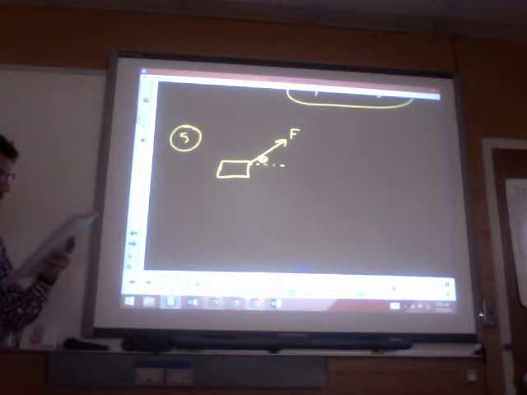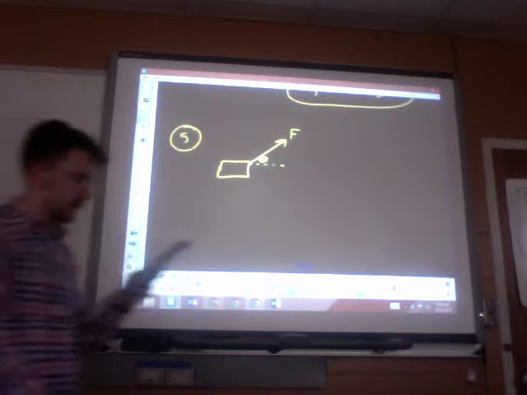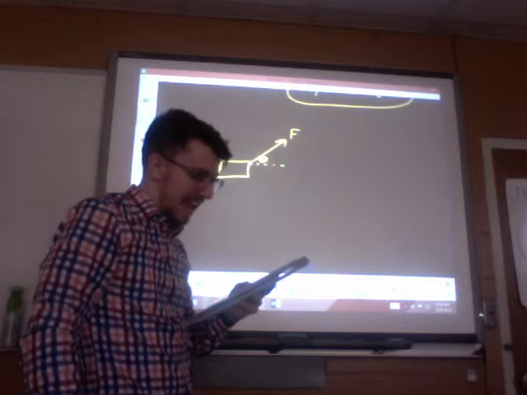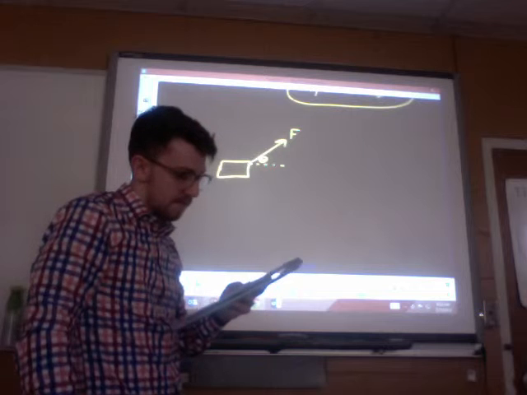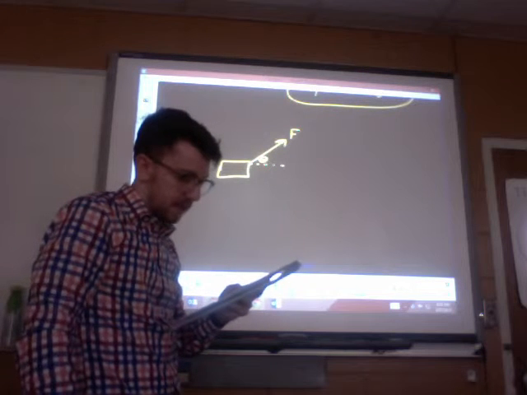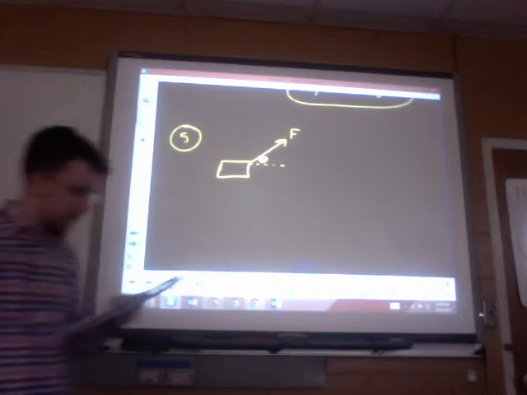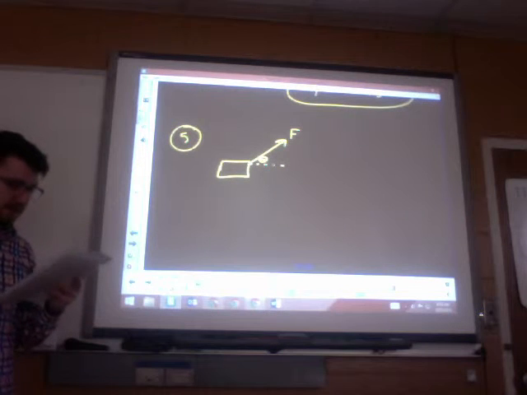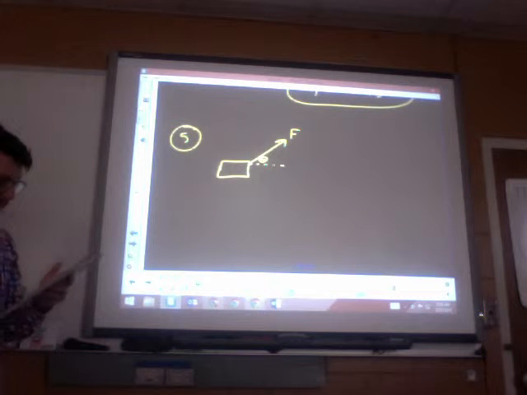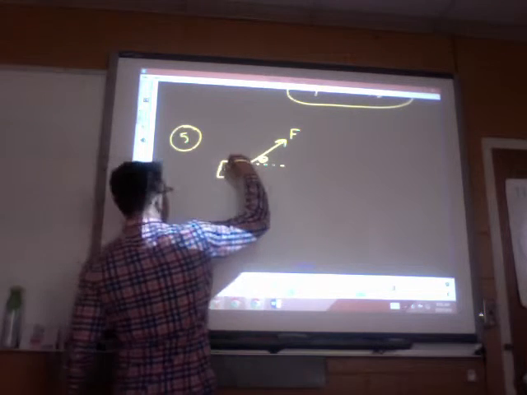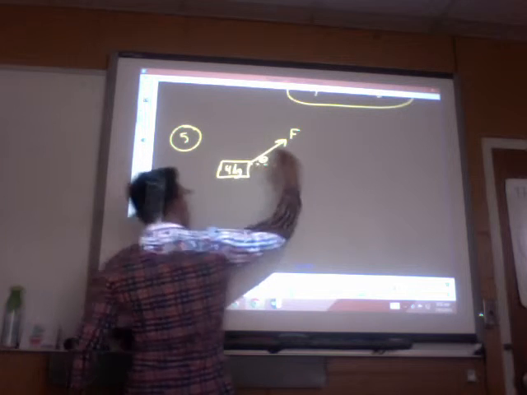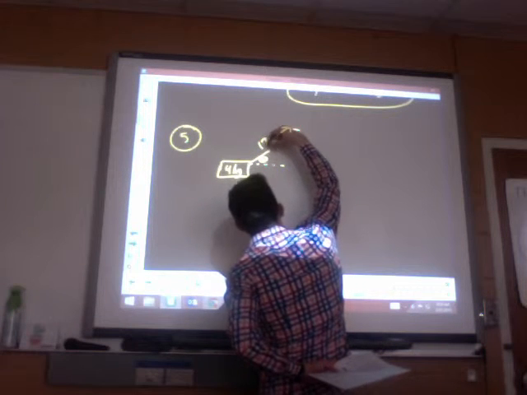Here's what we have. A force of 170 is applied to a block and is directed at an angle of 26 degrees above the horizontal axis. As a result, the block slides horizontally across the frictionless surface. Calculate the acceleration of the block if its mass is 4 kilograms. So we know 4 kilograms. We know that this F right here is 170.